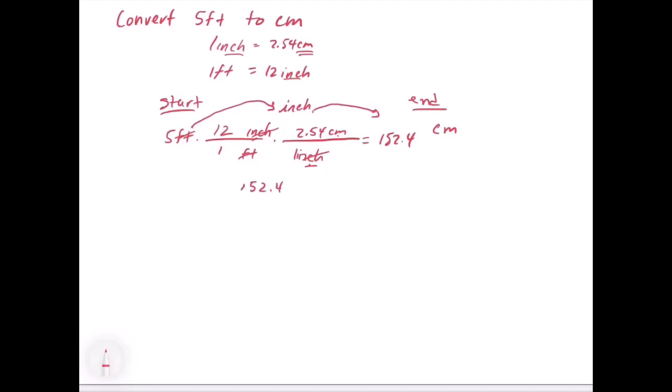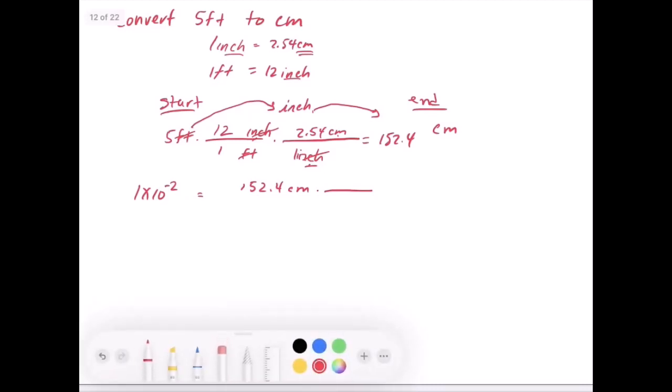So if we have 152.4 centimeters, we go to our table and look up our unit conversion for centimeters to meters. So you've memorized this. 1 times 10 to the minus 2 meters is equal to 1 centimeter. I get that from the table, I've memorized that. And we plug it in.